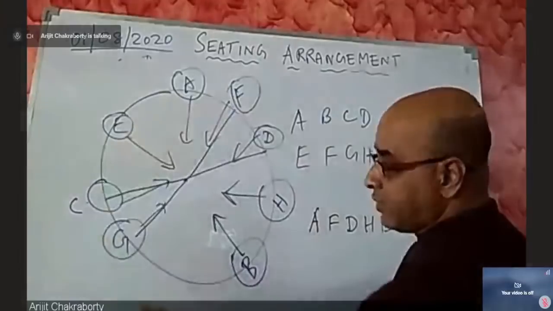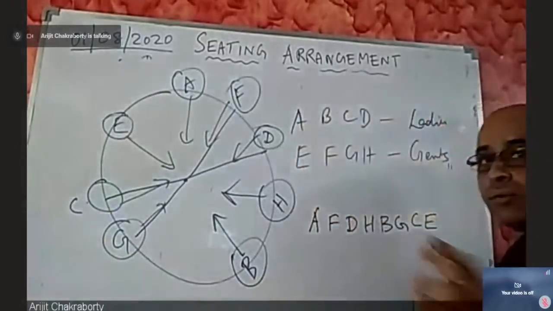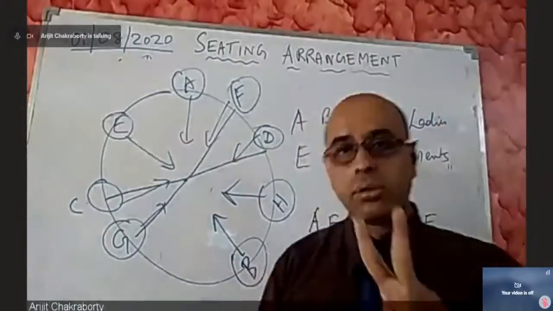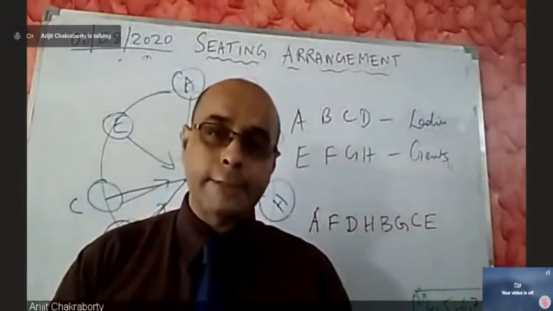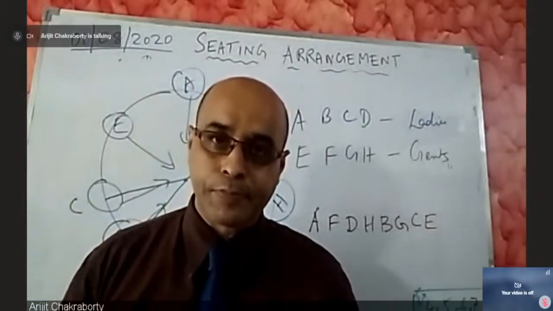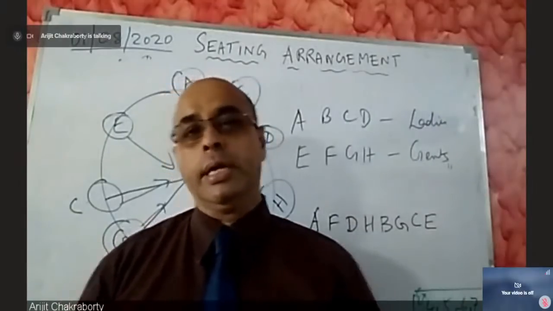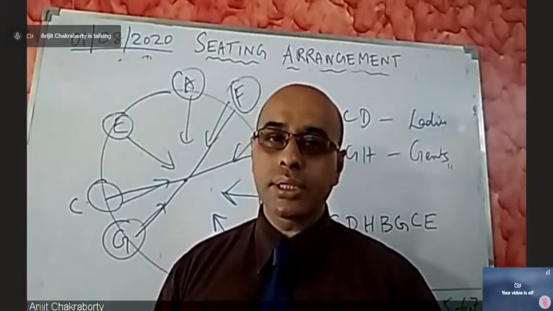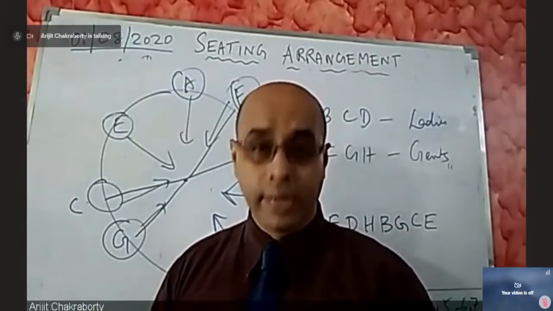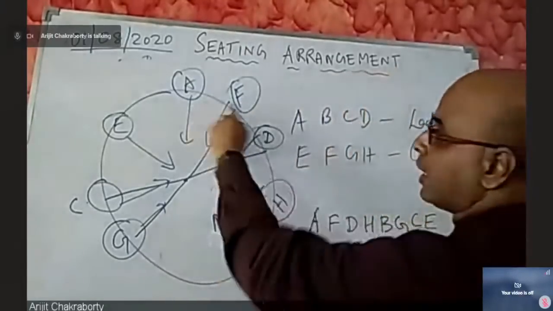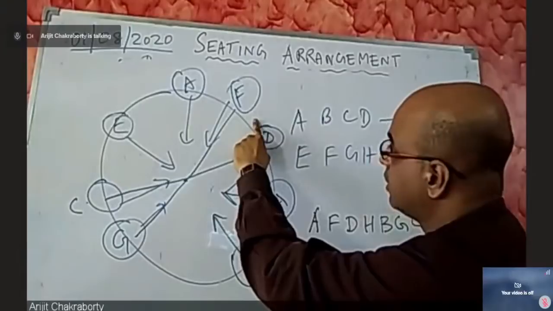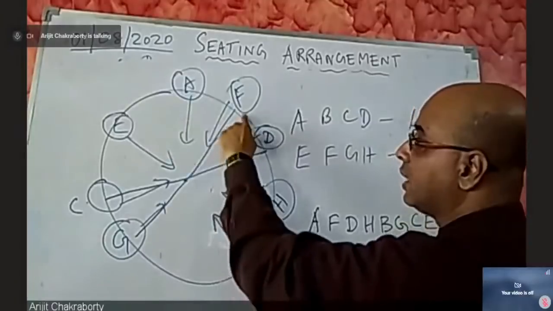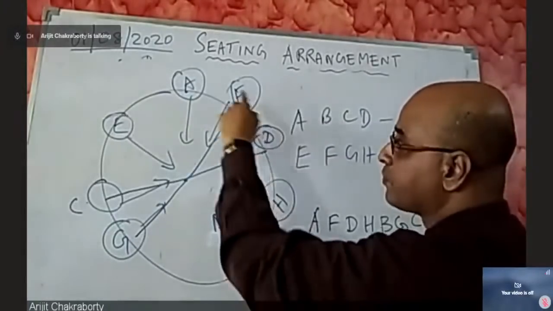So now that we have made them sit, please also see the question was that no ladies and no gents can sit together. No 2 ladies and no 2 gents can sit side by side. That was the condition given in the problem. So let us see whether we have followed the condition or we have violated the condition. A and F, no problem. A, B, C, D, they are not sitting beside each other. F and D, they belong to 2 separate groups.